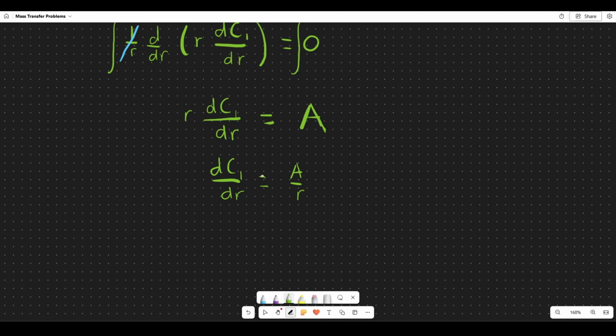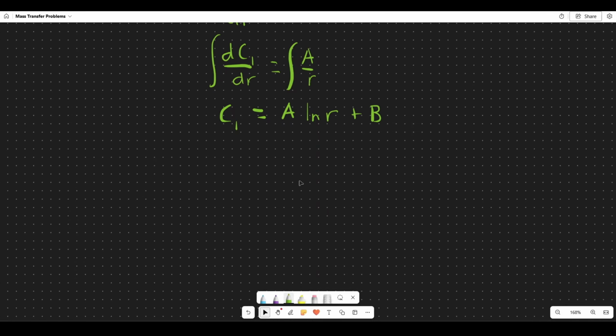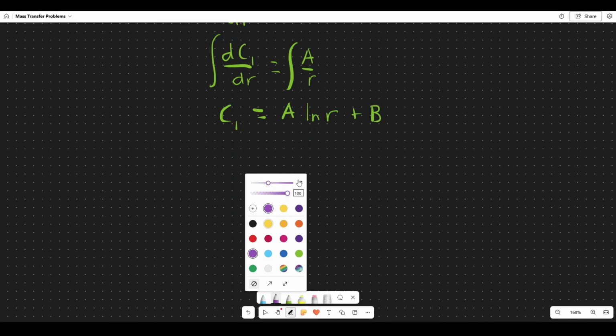You can take the integral of this too. And what you get is C1 is equivalent to a ln r plus b. If you want to, you could have just multiplied both sides by dr and done that. But this is what you get. You get the two constants, a ln r plus b. All right, so now that we have the general solution, we want to plug in our boundary conditions and solve for the constants.